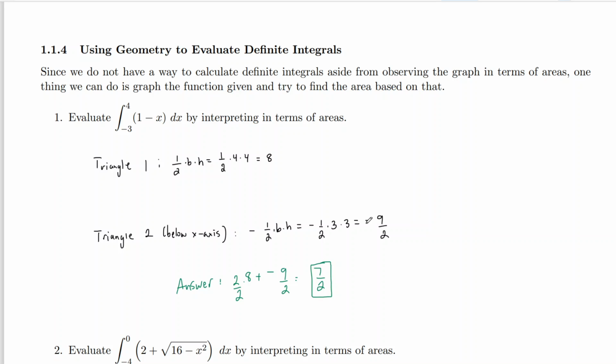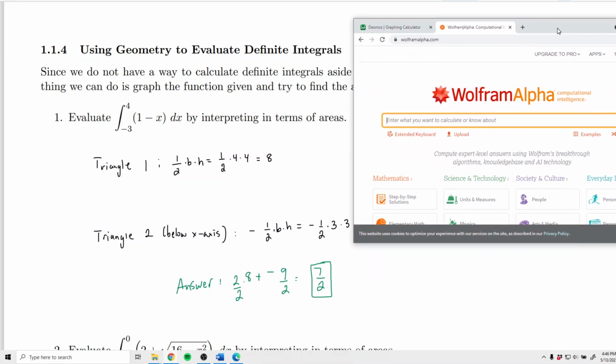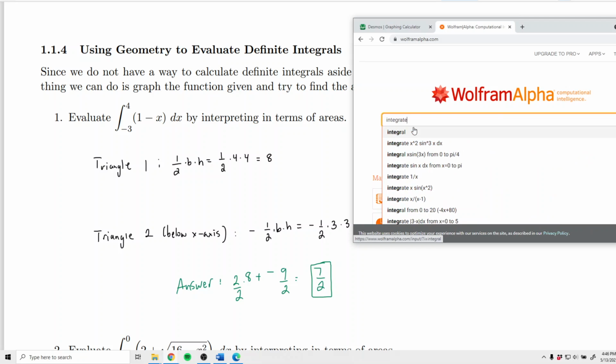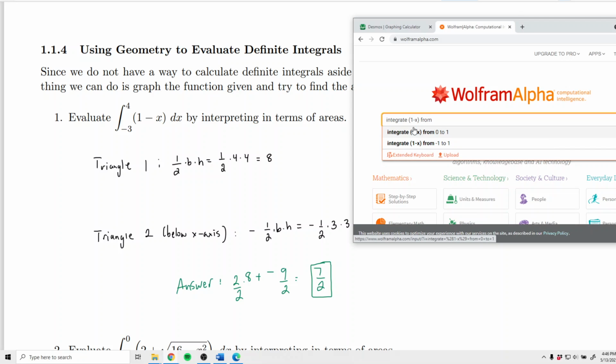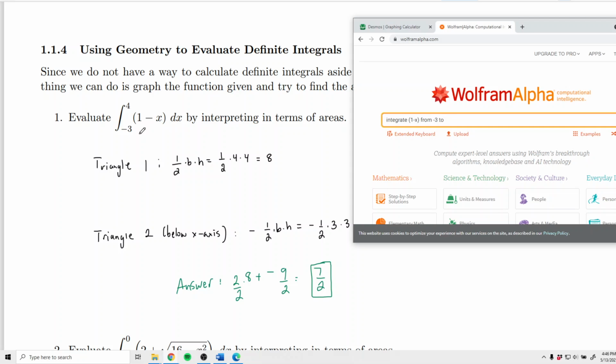And what happens here, even though we're not actually computing things, is you can type this into something like Wolfram Alpha and just check your answer. You can actually use a lot of English here. So let's say we want to integrate. That's the word we use when we do an integral of something. Integrate the inside function, 1 minus x. And then I write from the lower x value, -3, to the upper x value, 4.